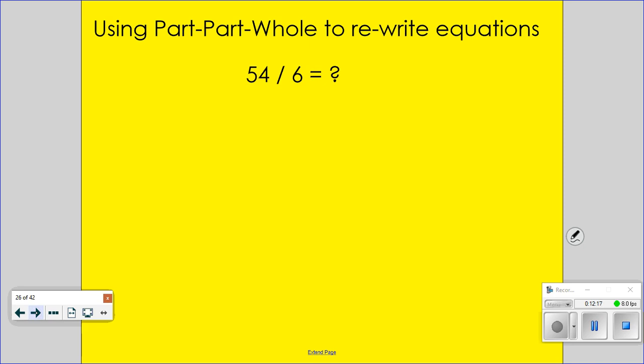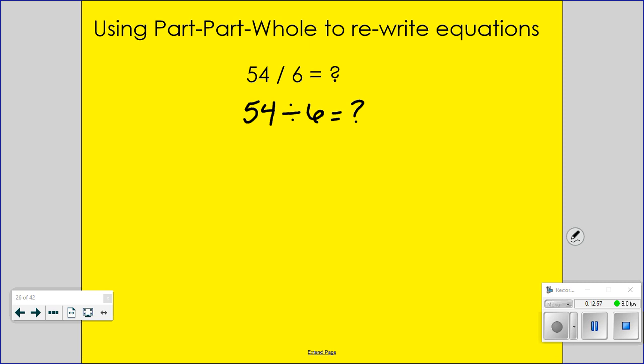That is a division symbol. I'll rewrite this equation just to make it a little easier. Remember, I can't write division on my computer. 54 divided by 6 equals question mark. We're coming up with some other equations. Think about what is your whole or your total. Think about what is your parts.